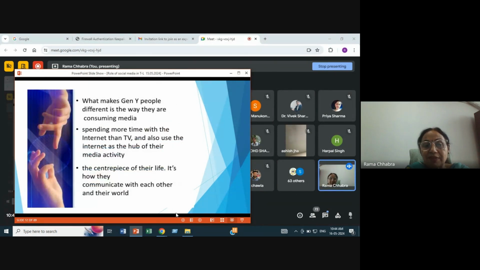So what makes our Gen Y people, the present generation, different? The way they are consuming media, they are spending more time with the internet than TV, and also use the internet as the hub of their media activity. It is the centerpiece of their life. It is how they communicate with each other and their world.